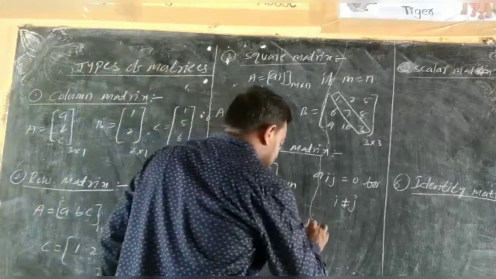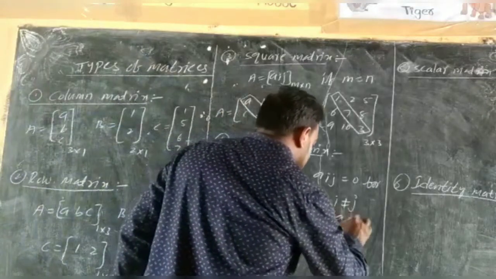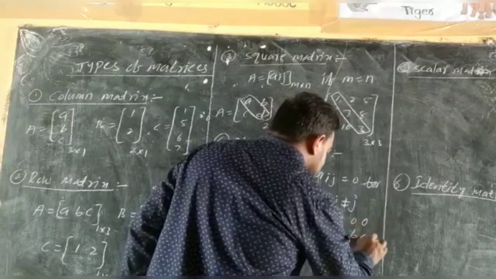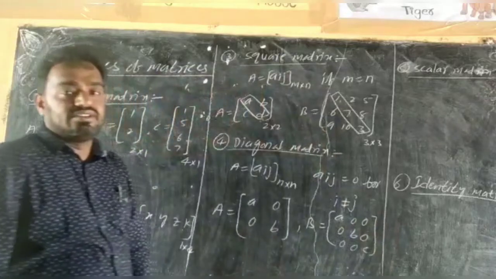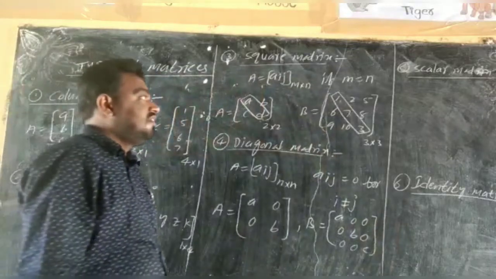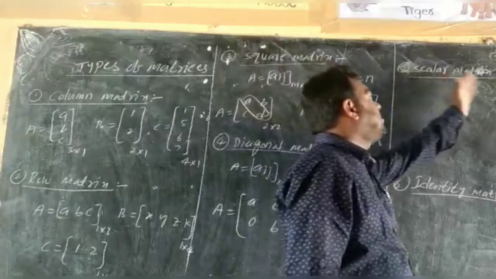Next, one more matrix: (a, 0, 0; 0, b, 0; 0, 0, c). This is also one of the diagonal matrices. Now coming to scalar matrix.